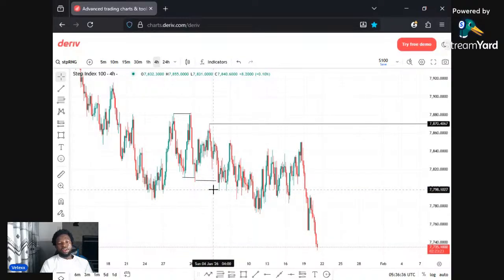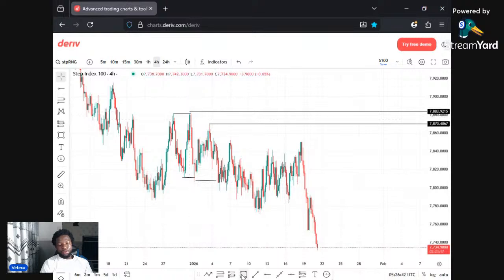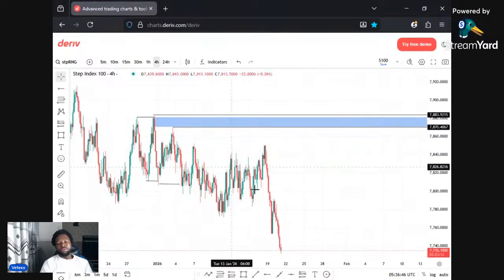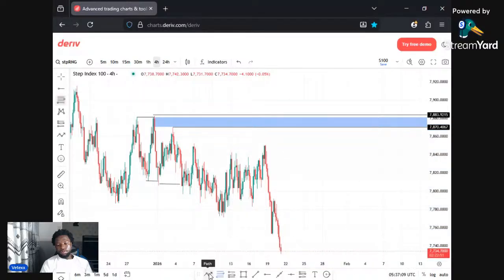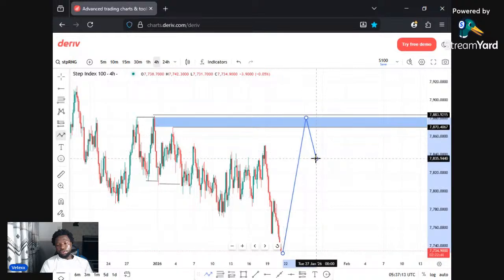Now this is considered as an A plus setup, and this right here is our protected high. After the protected high, we have our point of interest. So we anticipate price to come into this zone and then give us our 15-minute continuation, which is this. We anticipate price to return into this zone and give us a 15-minute continuation, something like this.